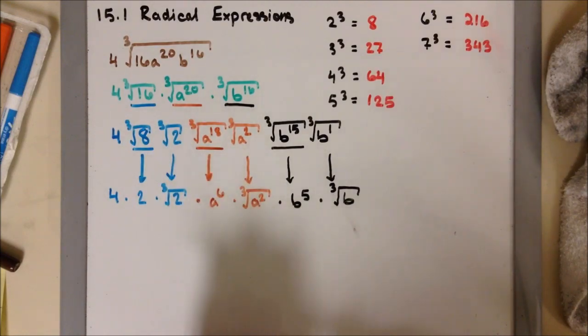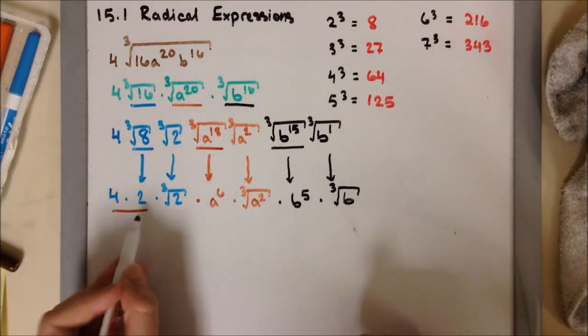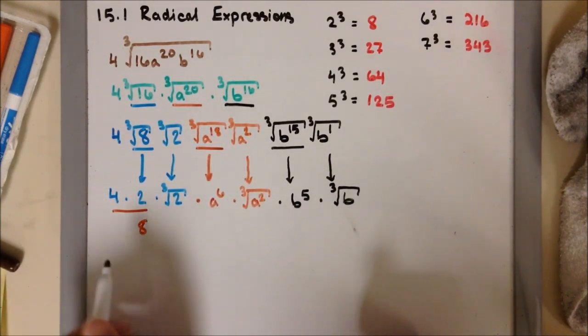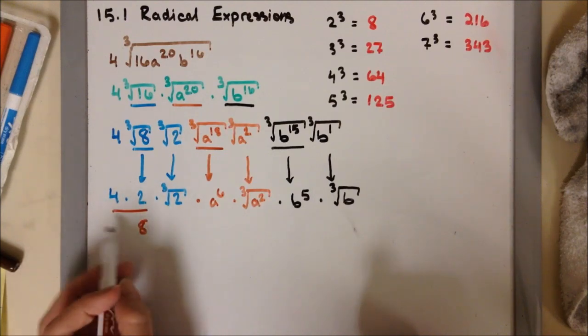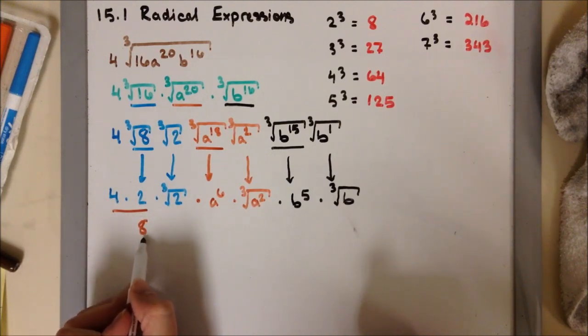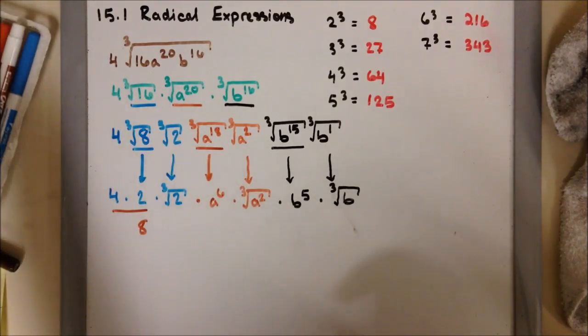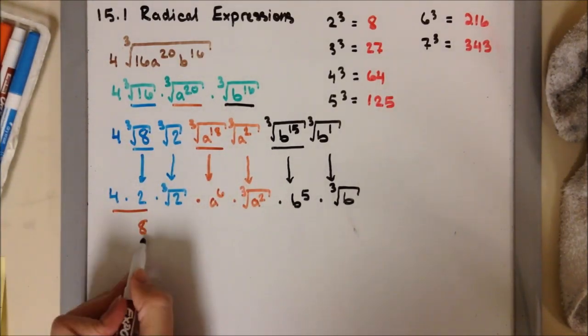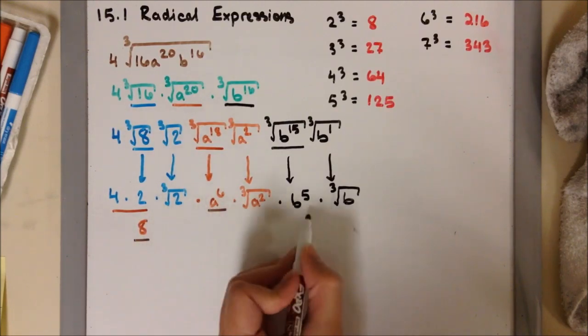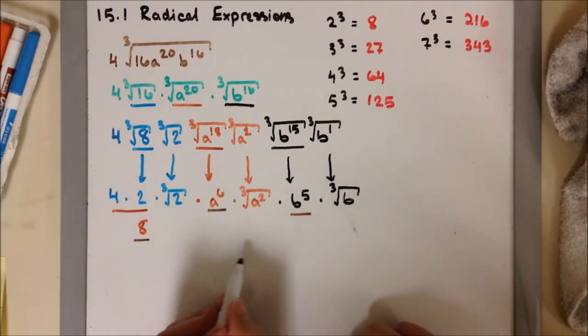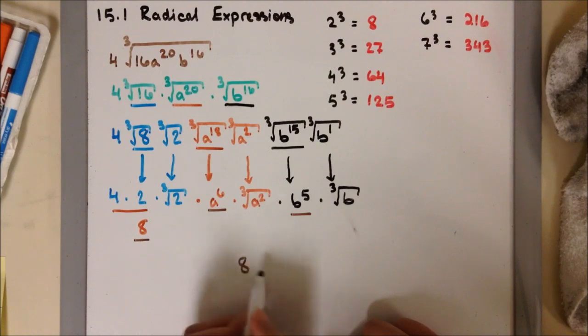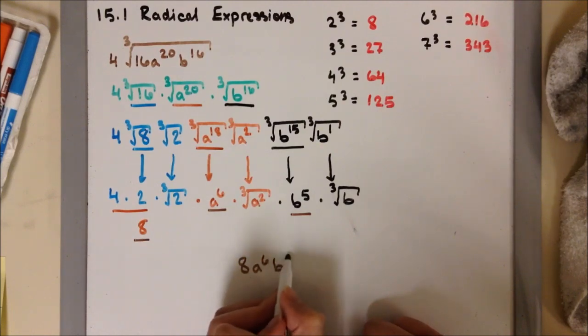Finalizing our final answer here. This is 8. So 4 times 2 is 8. The ones that are without the radical, meaning the 8, the a to the 6th power, and b to the 5th power will be in the front. So I'm going to write 8, a to the 6th power, b to the 5th power.